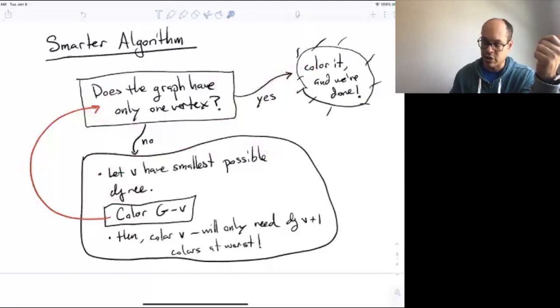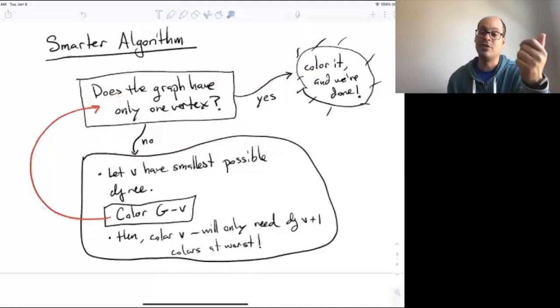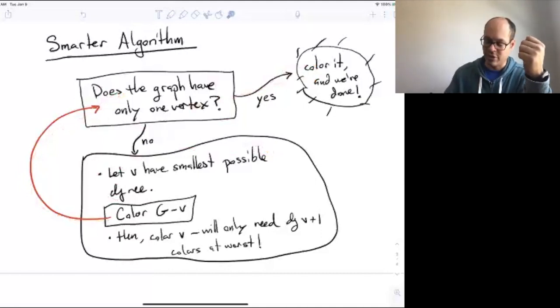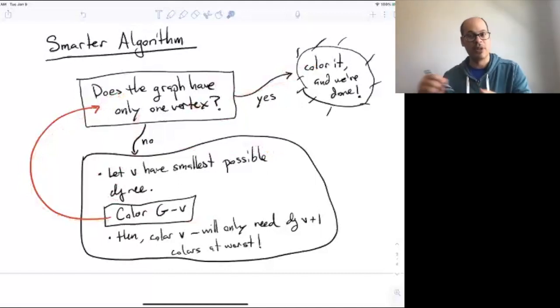Well, to color G minus V, we go back up and we say, well, does the graph have only one vertex? If yes, then we know how to color it, and then we go back to it, and if no, well, then we keep going. Okay, so let's take a look and see what this algorithm looks like in practice.